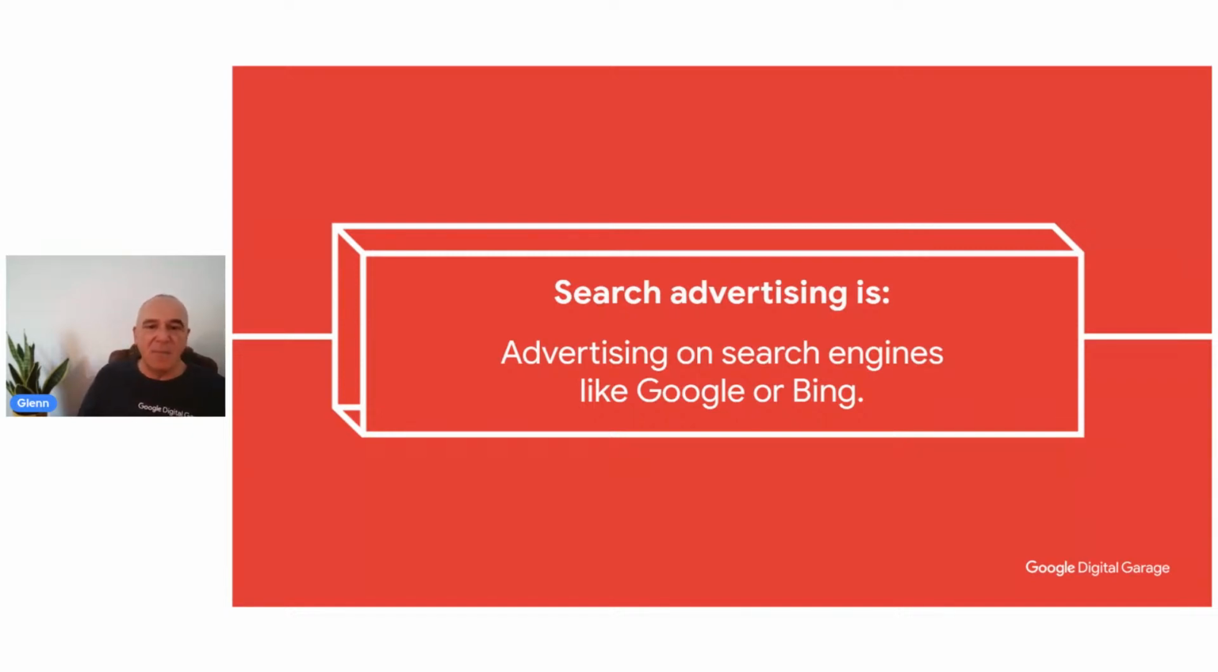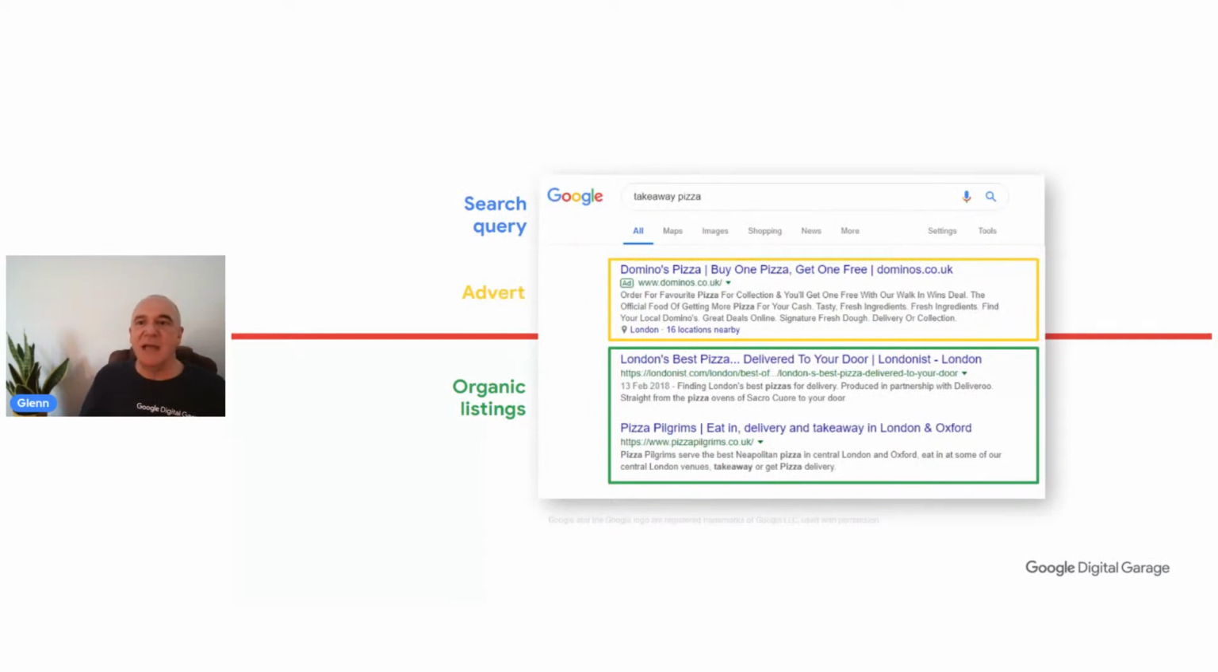But let's get back to the beginning, and let's have a look at a search engine results page. So you can see a demo of one of those on the screen, and we've got a search term, which is also your keywords, takeaway pizza, which you can see in the search bar, the search query. Then underneath that, in yellow, with the yellow box around, you can see an ad, a search ad. So that's for Domino's Pizza.